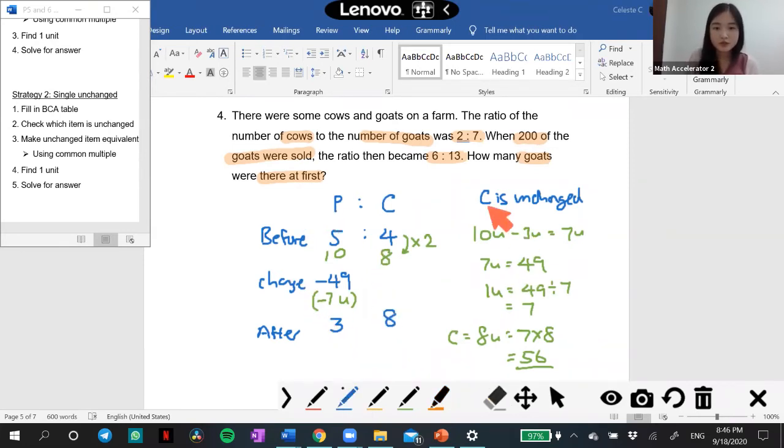Okay, this is for question 3, still on the screen. So if you're still copying, quickly copy it down before I start on question 4.